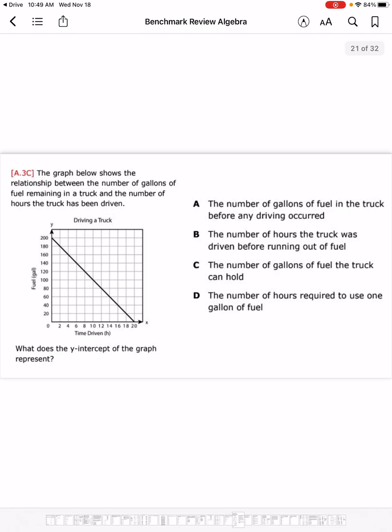All right, again, the y-intercept is the initial value. So whatever we started with, that is the initial value. That's what the y-intercept represents, the initial value.